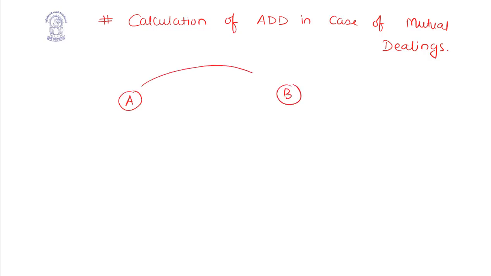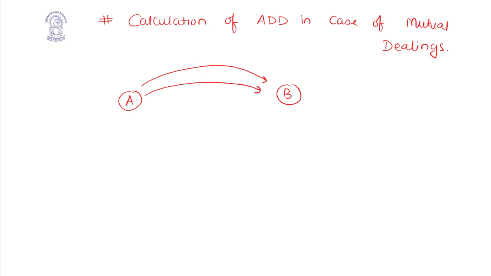Calculation of average due date in case of mutual dealings, when two parties are involved. Mutual dealings. There are two parties, A and B.